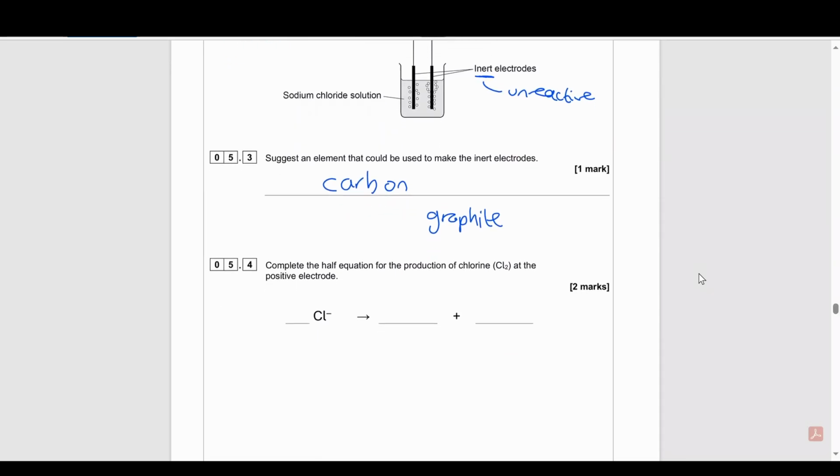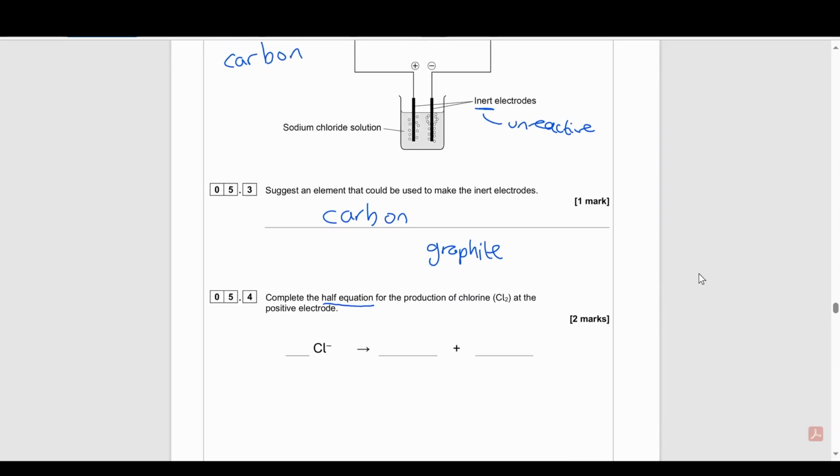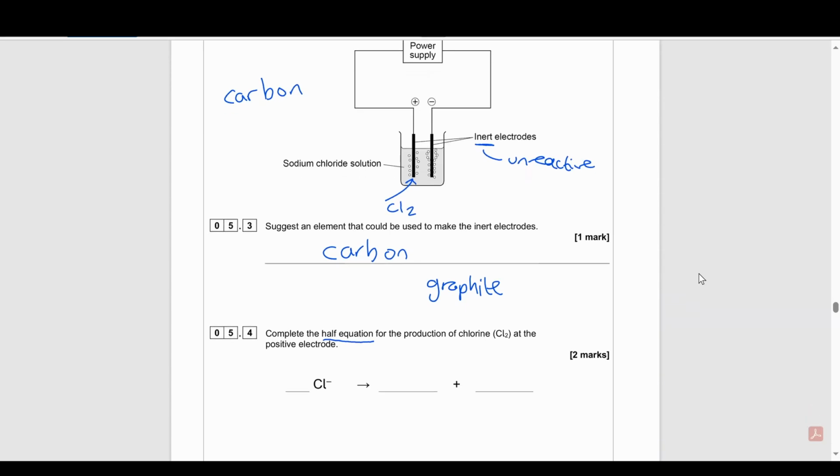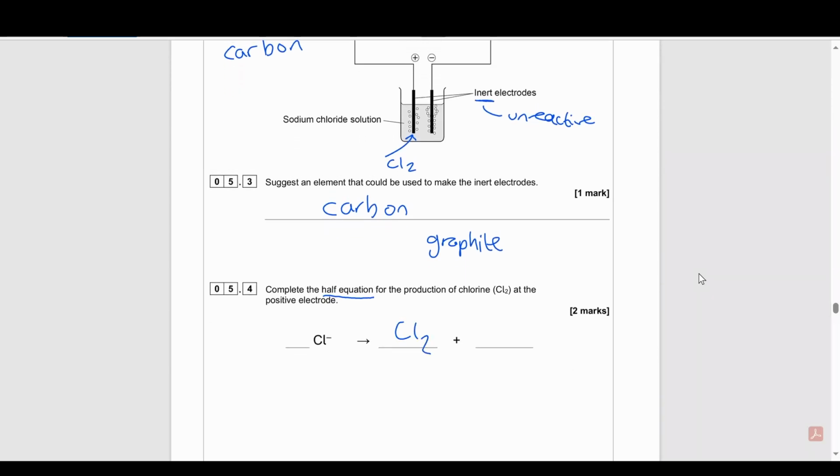5.4. Complete the half equation for the production of chlorine at the positive electrode. So from our setup, it's telling us what we're going to be forming at the positive electrode. So at this positive electrode, we should be forming chlorine. Now, if that's what we're producing, that's got to be on the right-hand side of our equation, so we should already be able to write chlorine in our product.